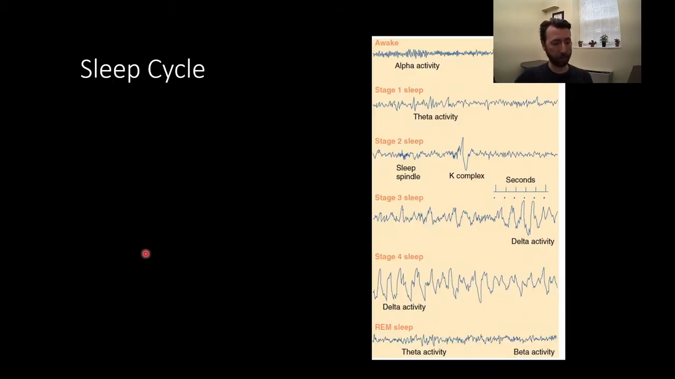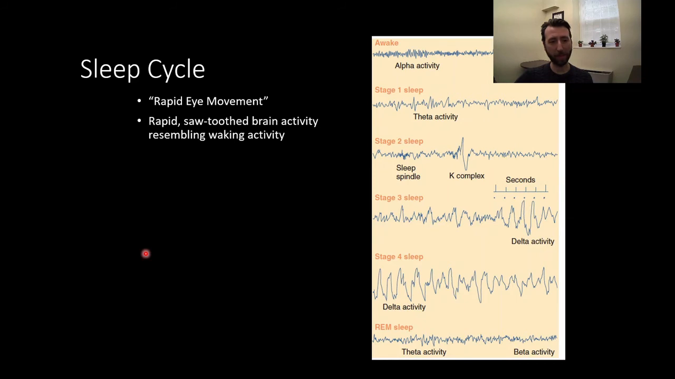All right, next up, we're going to talk about the coolest and weirdest thing we do while we're asleep, which is rapid eye movement sleep, or REM sleep. This is marked by rapid sawtooth brain activity that resembles waking activity. So our REM sleep has theta and beta activity and often looks a lot like a waking person's. We see lots of stuff happening here that's a clear marker of it.